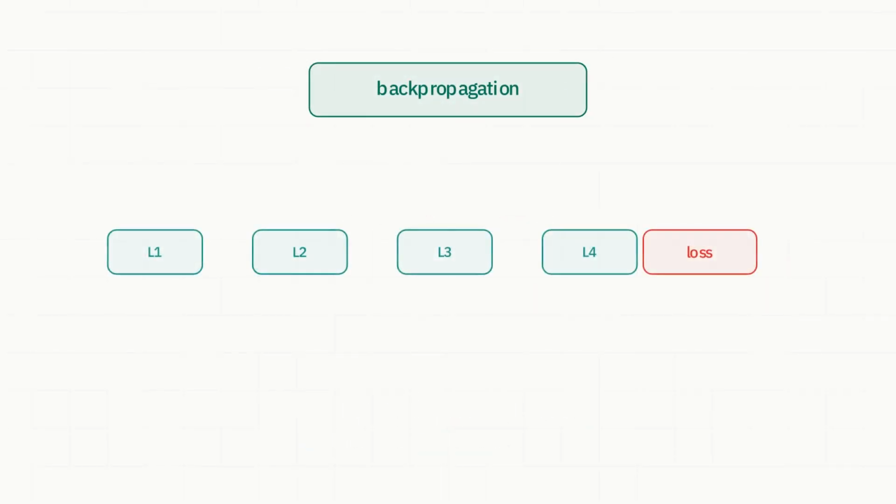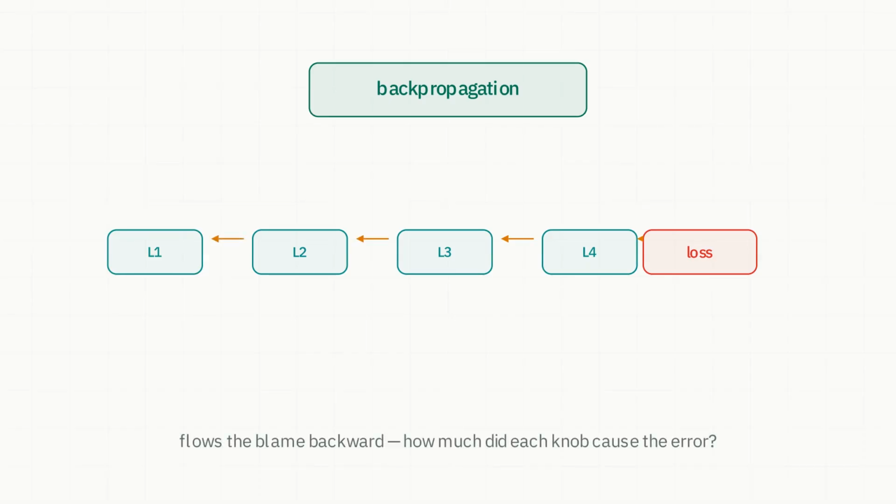Now, how do we actually compute that gradient for billions of parameters efficiently? The answer is a famous algorithm called backpropagation. The intuition is that it works backward. It starts at the loss, at the model's final mistake, and it flows the blame backward through the network, layer by layer, using the chain rule from calculus to figure out exactly how much each knob, all the way back down, contributed to the error. We won't derive it here, but that's the idea. Backpropagation assigns responsibility. Gradient descent acts on it.